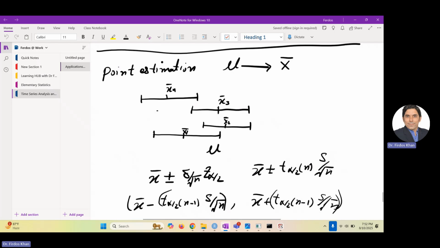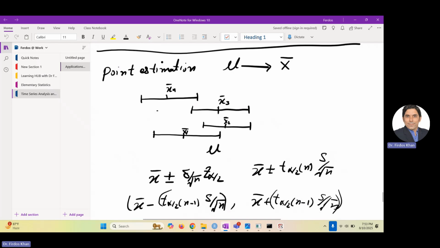So we are using all the sample information, using a quantile from the t-distribution with significance level alpha by 2 and n minus 1 degrees of freedom, and the sample size. You can calculate the lower limit and upper limit. For example, the lower limit is x bar minus t alpha by 2, n minus 1, s divided by the square root of n. This is the margin of error, which is subtracted from the sample mean, and that makes the lower limit for the population mean mu.